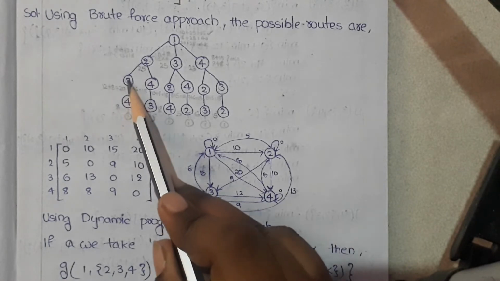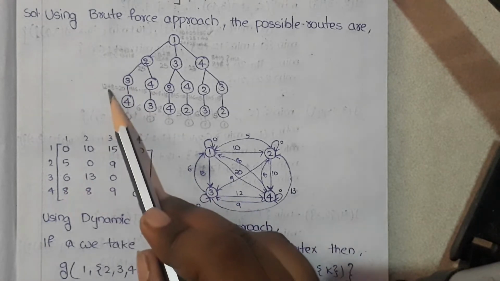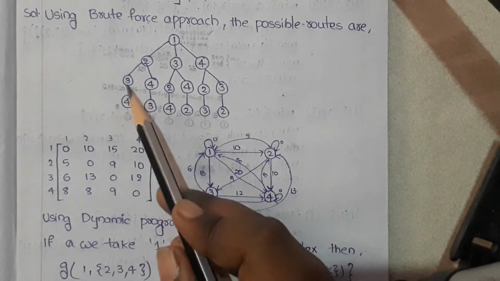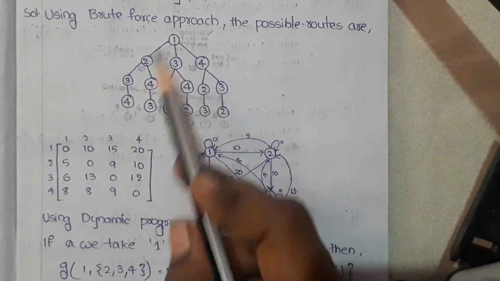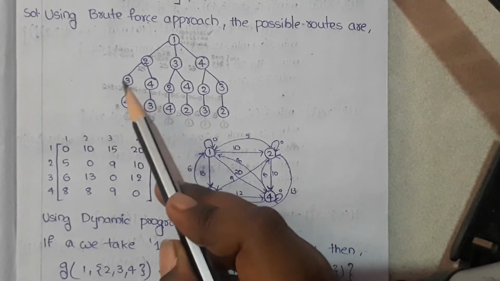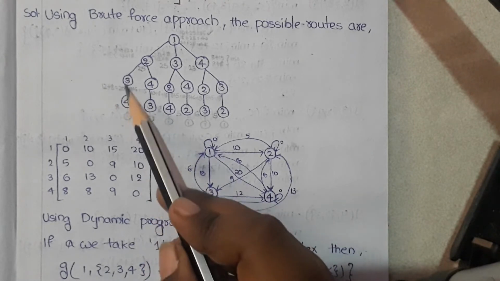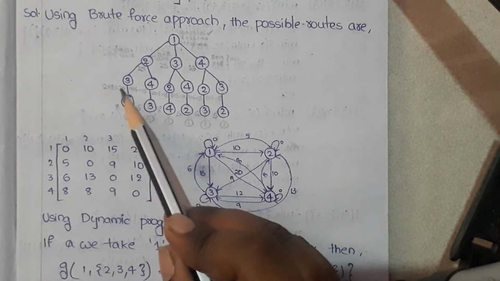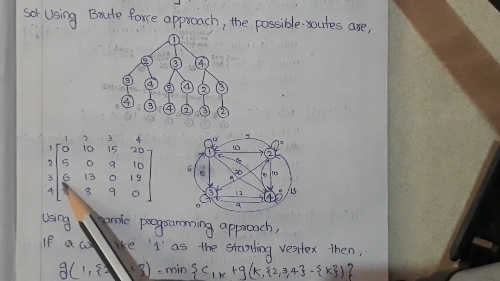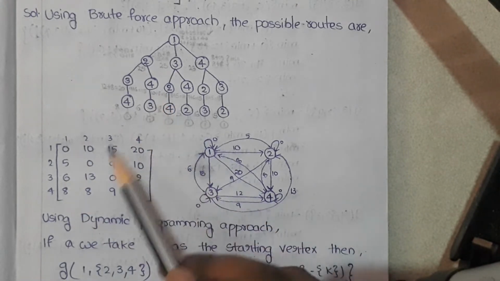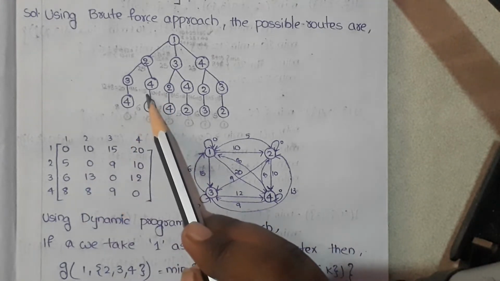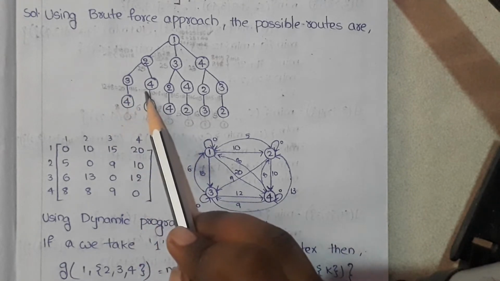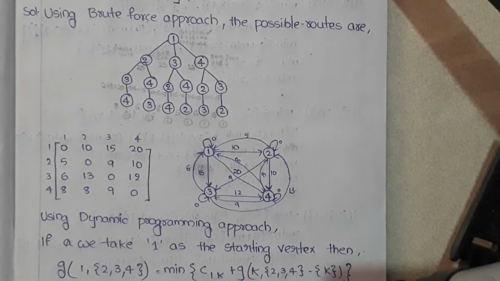Then 4 to 3: 3 to 4 is 12, plus 8, because we are going backward up to 1, so we have to traverse back. For that we have to add 12, which is 3 to 4, and again 8, 4 to 1. This is 20. Then similarly 3 to 1 is 6 and 4 to 3 is 9, adding to 15. Now the minimum of 20 and 15 is, as we know, 15.